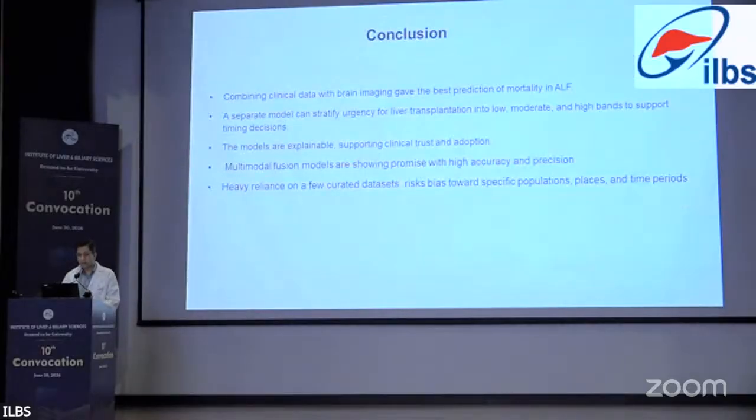To conclude my part, I would suggest that for clinical data in acute liver failure, brain imaging combined with other data gives the best prediction of mortality. These models are explainable, supporting clinical trust and adoption. They do show promise with high accuracy and precision, but very importantly, it depends on the kind of data sets you have and the etiologies in place. You cannot use multimodal data for every scenario. There will be scenarios where unimodal data will be good enough, and we'll see in the next slide how unimodal data gives you the best information. Thank you.